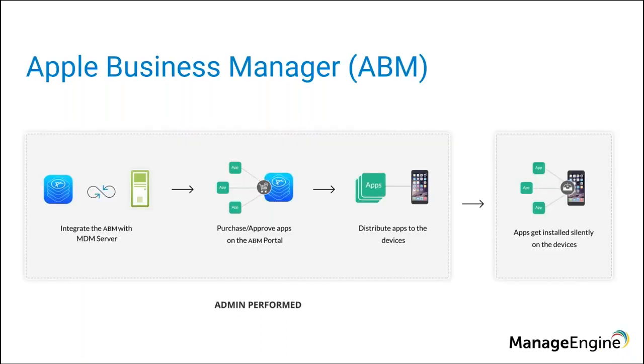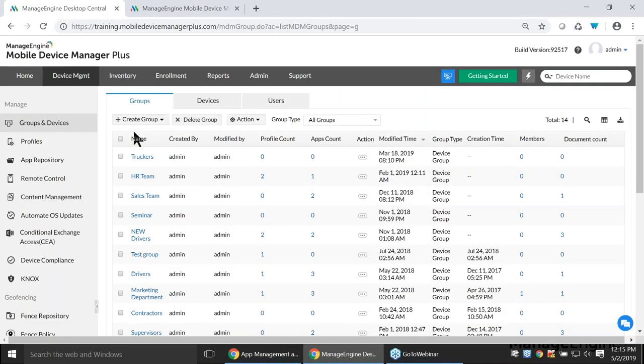So this is how your Apple Business Manager solution works. You integrate your ABM service with the MDM. You purchase or approve any paid or free applications from your ABM portal, and then you would distribute the app to your devices. The apps then get silently installed in the devices. So at no point would your users be forced to add any iTunes account in the device itself. So let's take a quick look at how the ABM is present under your management solution.